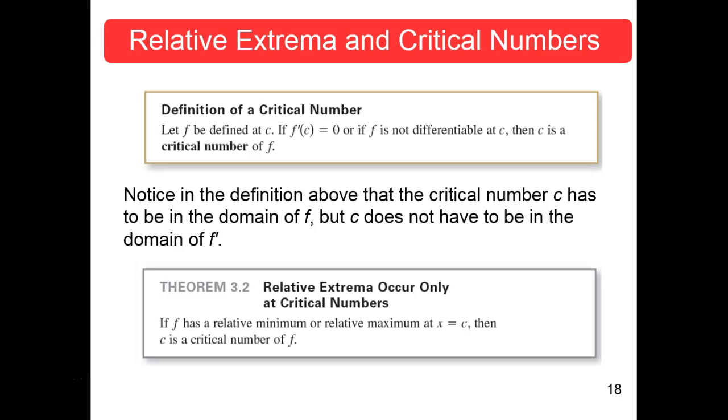Notice this doesn't go both ways. You can't say if c is a critical number, then it has a relative maximum or minimum there. No, it doesn't. That example we just saw says no, that doesn't happen. You found the critical number, you knew it was a critical number, but it's neither a relative maximum nor a relative minimum. Okay? So this one, Fermat's theorem, goes one way but not the other way. They have names for that too.